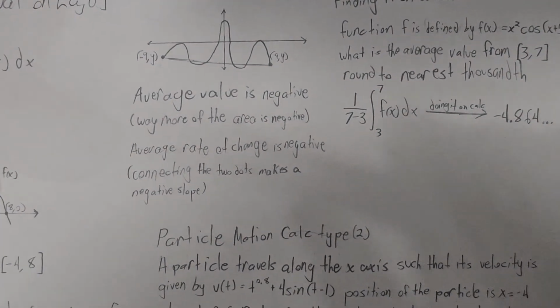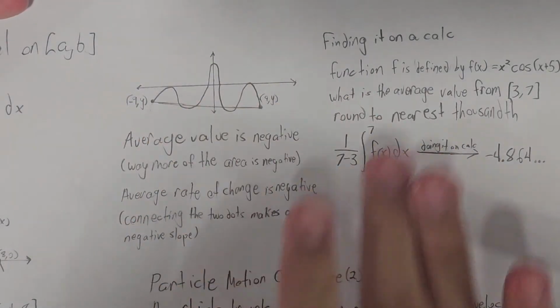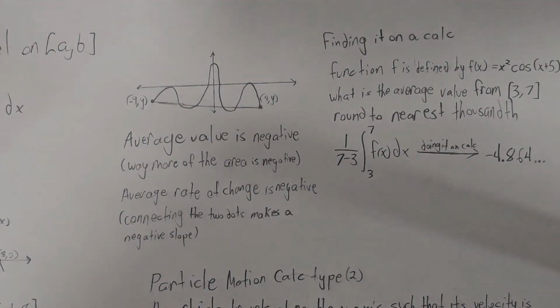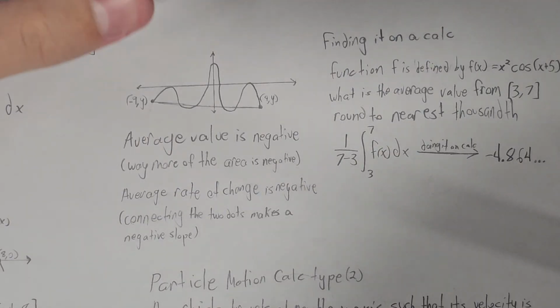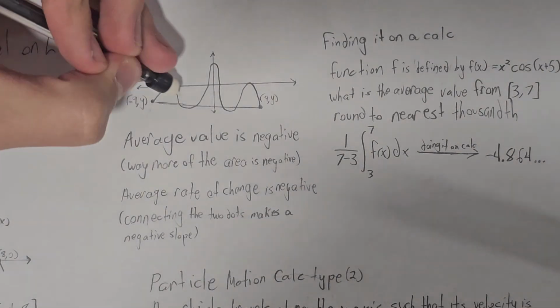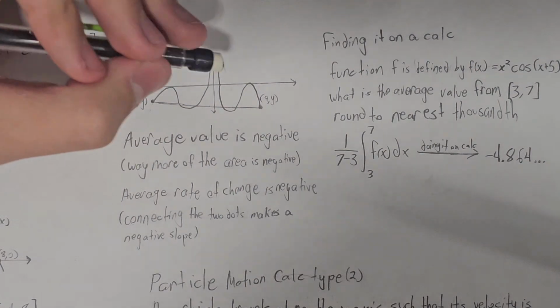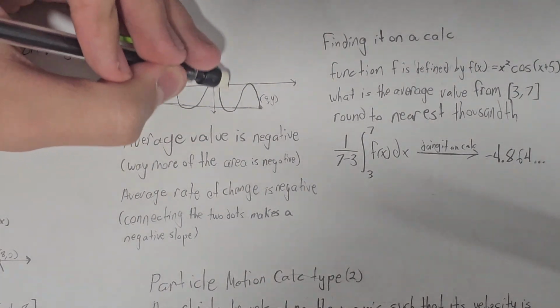Now let's talk about assuming without calculating. Take a look at this one right here. The average value of this is negative because there's way more negative area, like area under the line being shown, than there is positive area, right? This is negative, this is negative, this is negative, that's negative. The only thing that's positive right here is this little nub, okay?